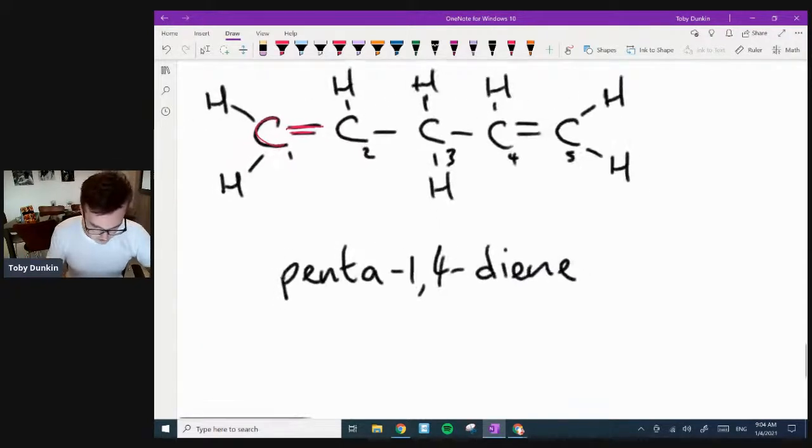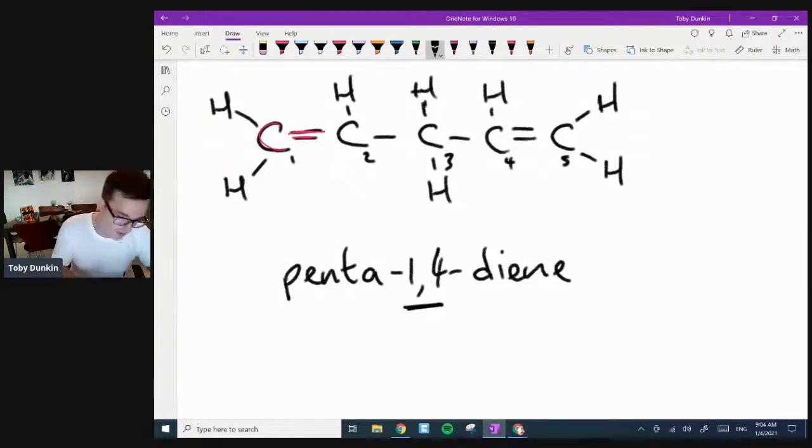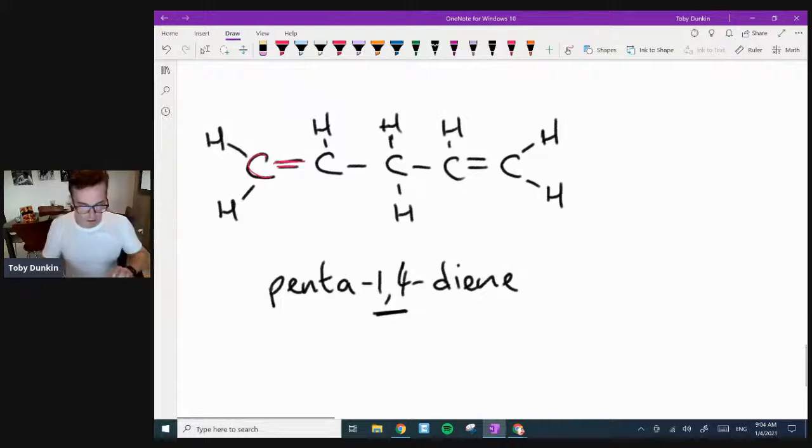Just to explain where the numbers come from. It's a 1 because the first double bond is between carbons 1 and 2. The second double bond is between 4 and 5, and you always choose the lowest number, so it was 1, 4. Thanks, Winkit. Appreciate you being on the ball. Cool. So penta 1, 4 diene.